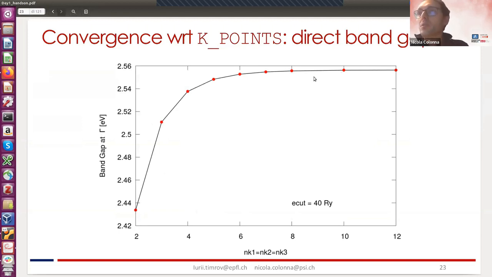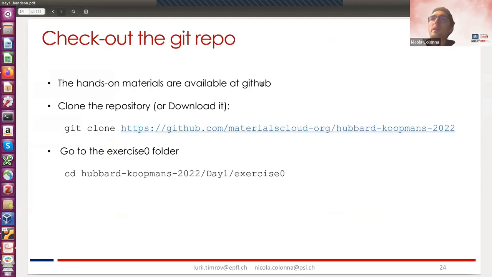So this is what you typically have to do before running the final calculation. This is called a convergence test, something that you always need to remember to do to have a proper converged calculation.